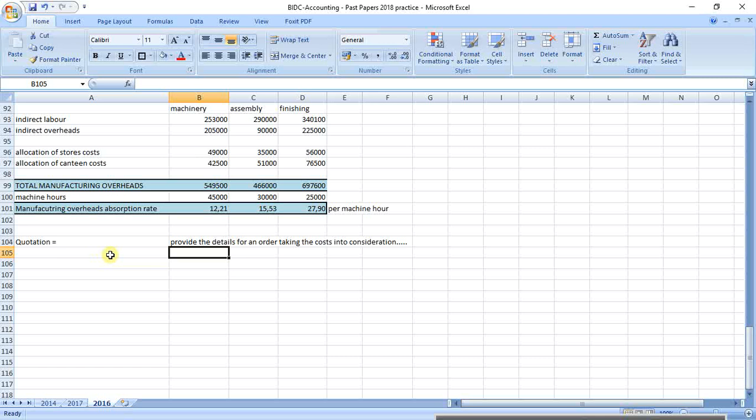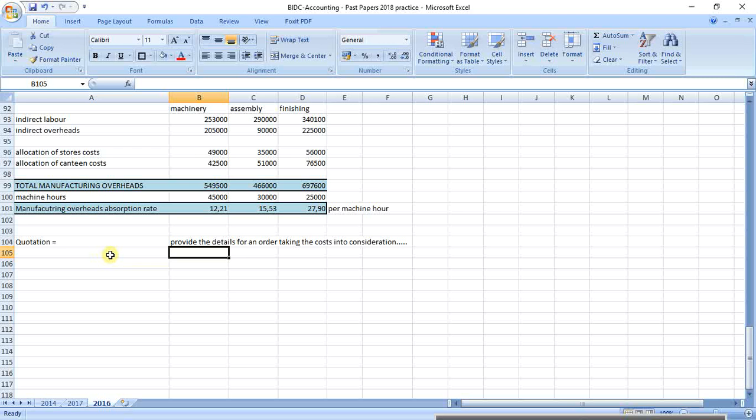Gross margin is calculated as gross profit divided by revenue times 100. Okay, so they said we need to calculate the total price to quote to the customer. That's not too bad. Right, so let's look at all the costs.